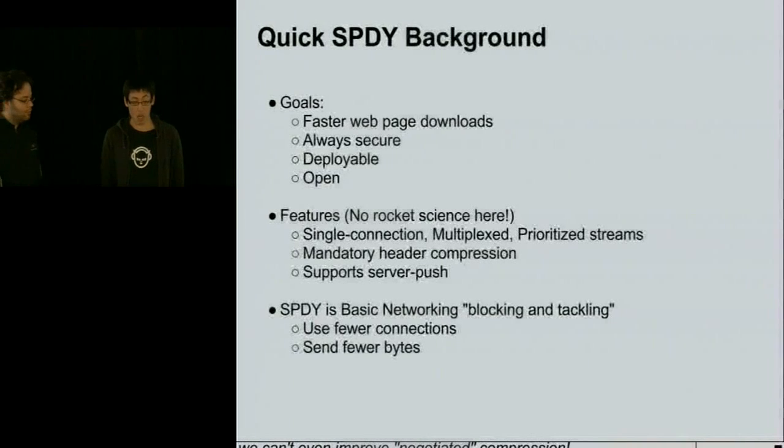So another area that we've seen incredible redundancy is headers. So basically, on every single HTTP request, you're sending, for the most part, the same header over and over again.